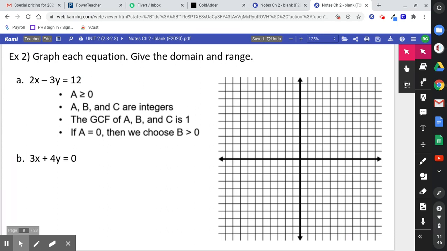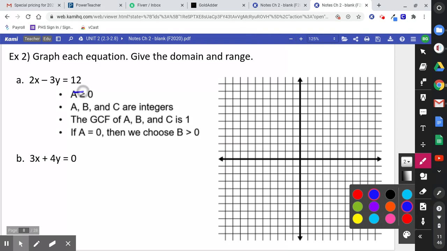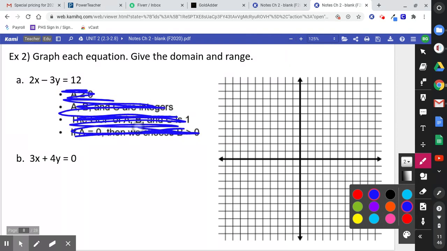Example 2, we're going to graph an equation in standard form. Now I messed up here, and this should not be in there. Copy pasted wrong or something. It doesn't need to be there. We're going to graph that equation 2x minus 3y equals 12.